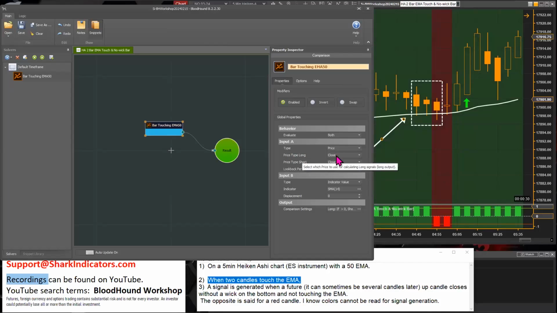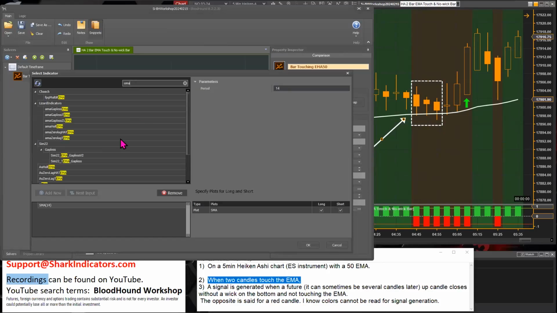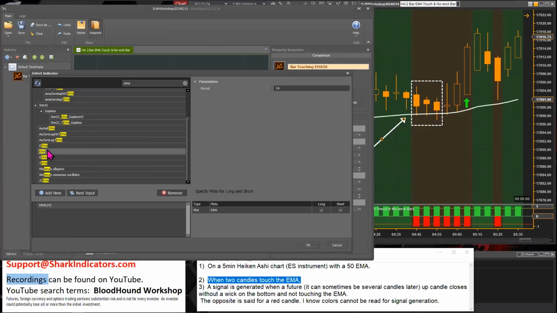We'll generate a long output when the high is above the EMA. That's kind of a standard charting condition for trading. And then for a short output, we'll check to make sure that the low price is below the EMA. Input B needs to be that EMA. We'll get the EMA typed in there, and there we are, EMA. Let's change the period to 50. There we go.